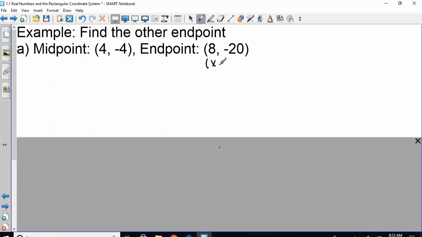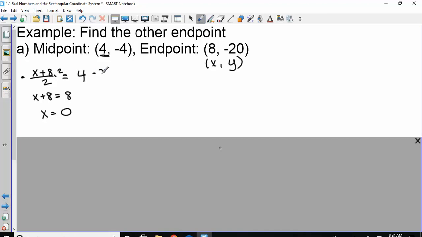Midpoint finds the middle of two endpoints. I have one of them, so I'll call the other one x, y. To find the x value of your midpoint, you add up the x's, so it'd be x plus 8. You divide by 2. And what did that have to equal? 4, because that's the x value of the midpoint. So then we could solve this. If we multiply over the 2 and subtract the 8, the x value had to be 0. You guys okay with this step?